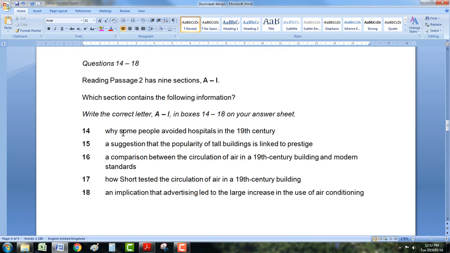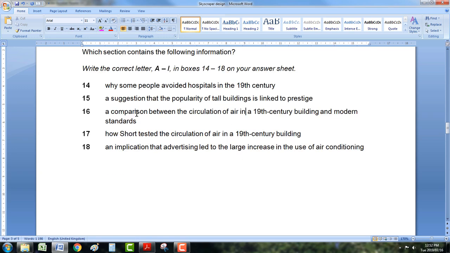Firstly, we're going to see if there's anything over here that we remember from the summary. Why they avoided hospitals in the 19th century? Maybe. I remember hospitals, I remember 19th century. Suggestion that the popularity of tall buildings, I don't remember anything about tall buildings. A comparison between circulation of air in that building and modern standards. I do remember that. How Short tested the circulation of air, again. An implication about advertising air conditioning. No.